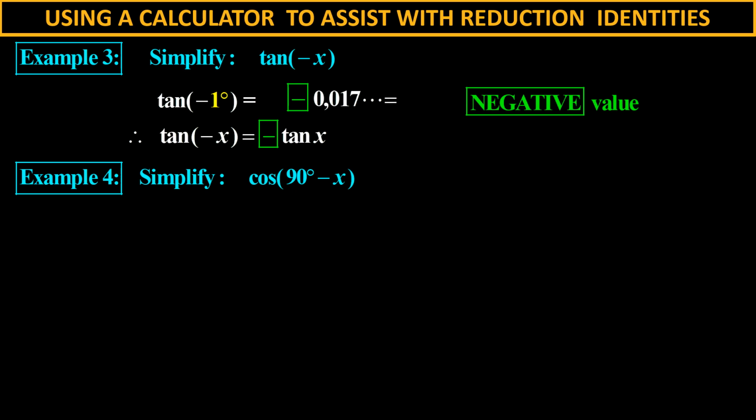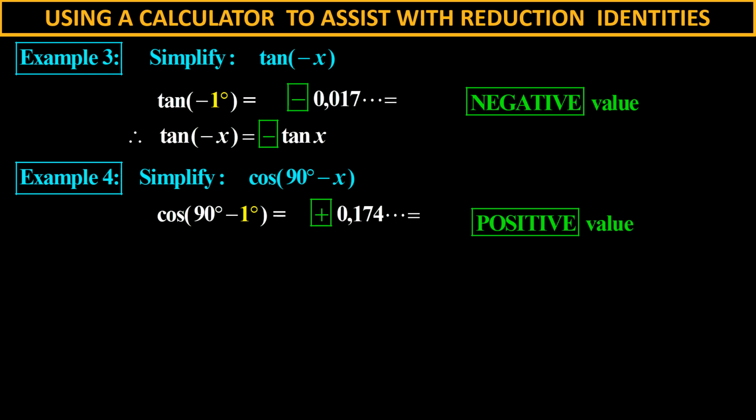Now if we take cosine of 90 minus x. So we have cosine of 90 minus 1. Just check it in your calculator. It gives you a positive answer. So cosine of 90 minus x is definitely going to be positive. But because I have 90, I have to take the co-ratio. And the co-ratio of cosine is sine. So cosine of 90 minus x becomes positive, but I change it from cosine to sine, right?